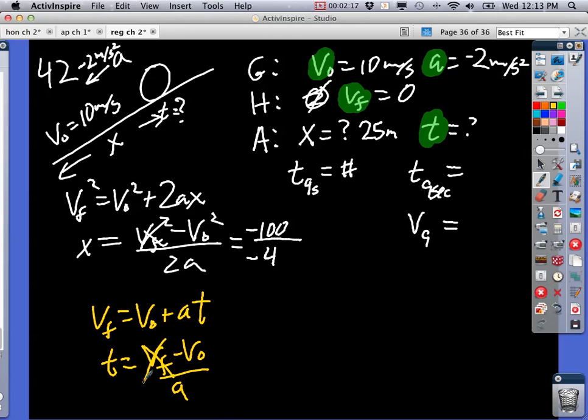VF again is 0. V0 was 10, so that's negative 10 over A, which is negative 2. So I get 5 seconds. So it takes 5 seconds for it to roll all the way up and stop.